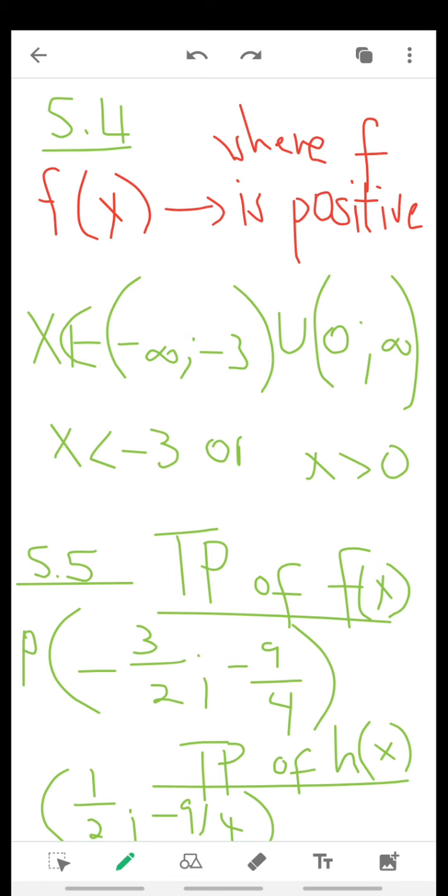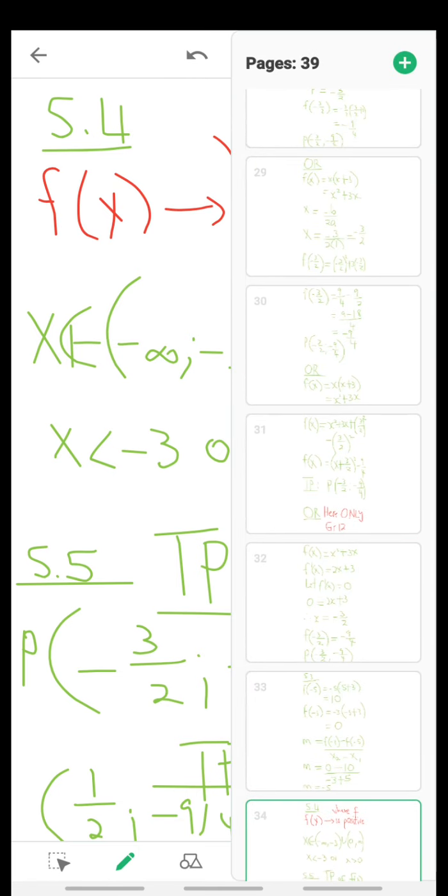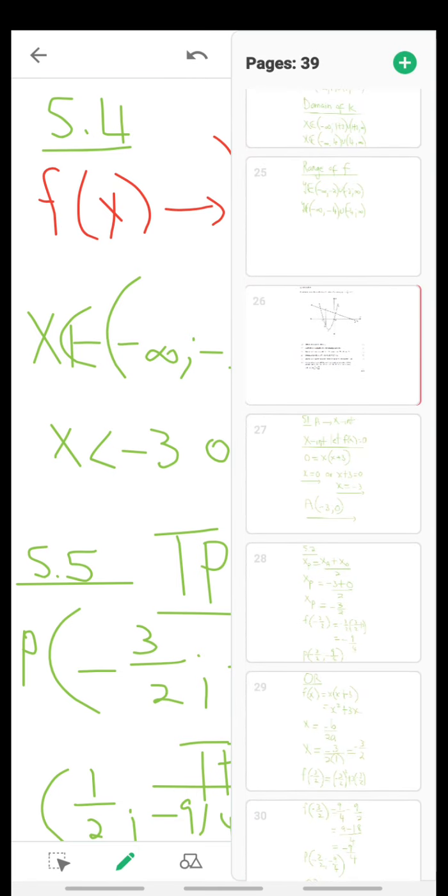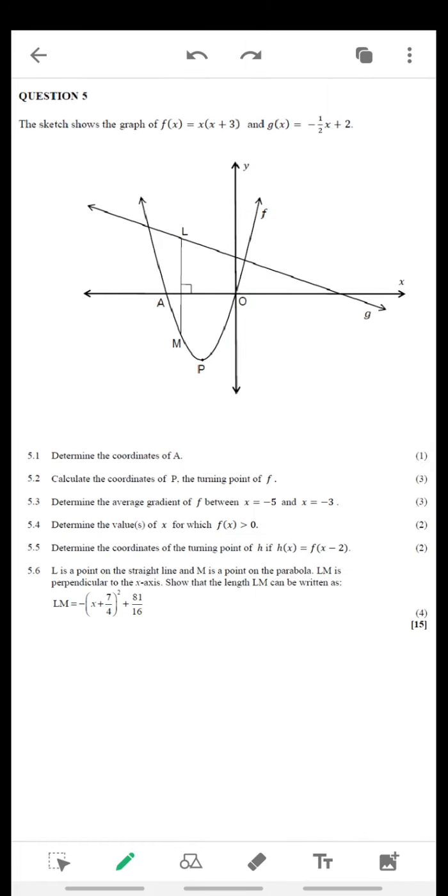Then when the graph was shifted 2 units to the right, it means I'm going to add plus 2 on minus 3 over 2, and my answer becomes a positive half. But remember, what did I say about the y values? They remain the same because the movement was along the horizontal, so y doesn't change. Okay, then next up, we're going to look at 5.6.